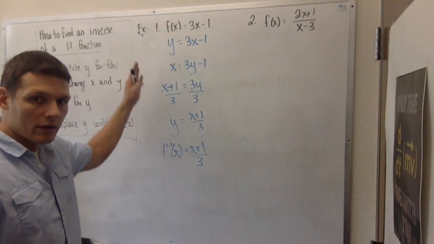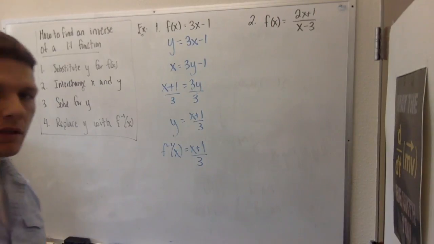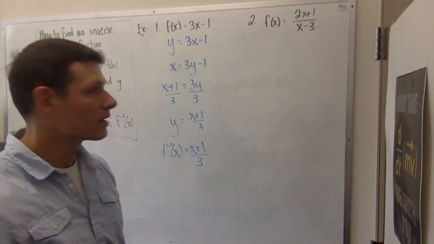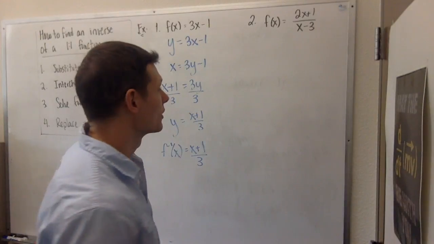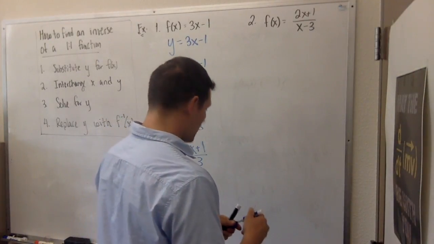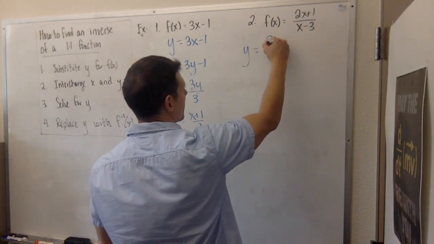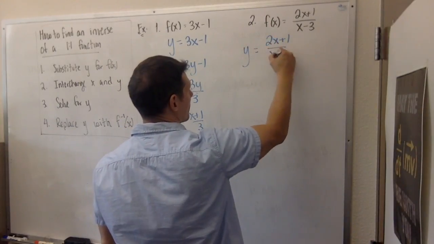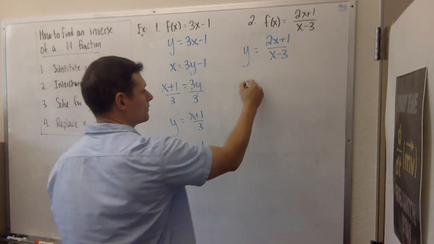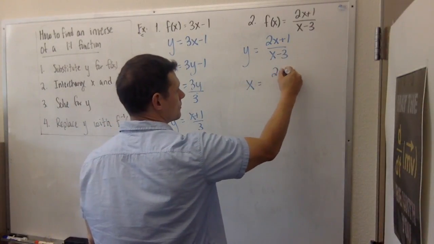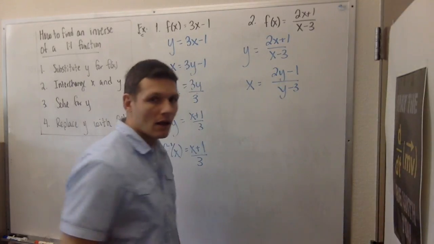Now, this one was quite simple. Let's look at this one over here. It's much more intricate, and the reason it is a little more difficult is because it has this fraction, it's really a rational function. Let's take a look at it. First step, replace f of x with y. Second step, interchange the x and y's. And the key thing now is to solve for y.